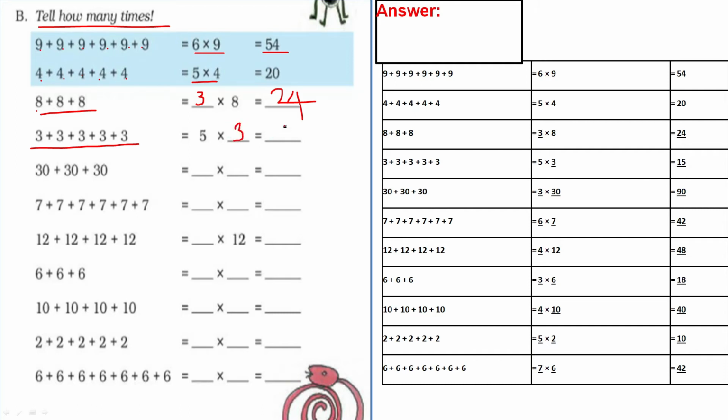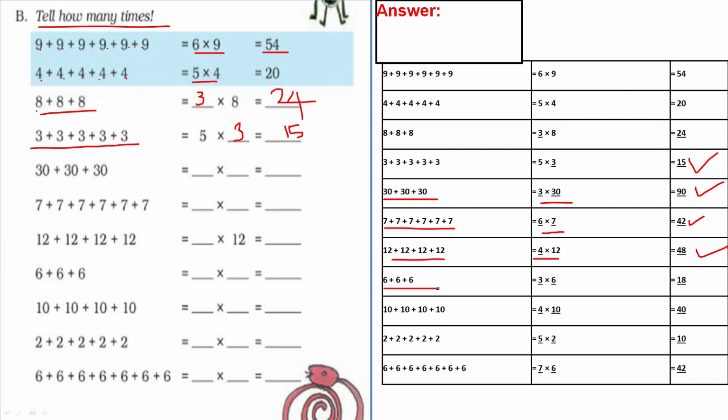5 3s are 15. Now you can see the answer in the right side. 30 plus 30 plus 30, 3 times 30 is equal to 90. 7 plus 7 plus 7 plus 7. 6 times 7, 6 7s are 42. 12 plus 12 plus 12 plus 12, 4 times 12, 4 12s are 48.